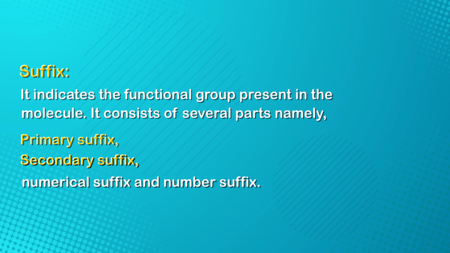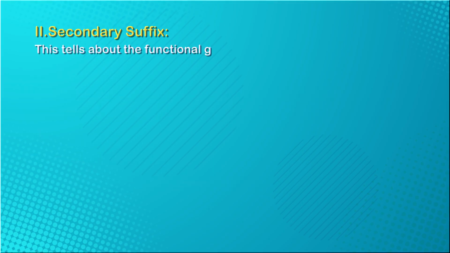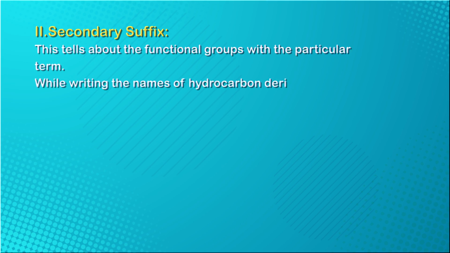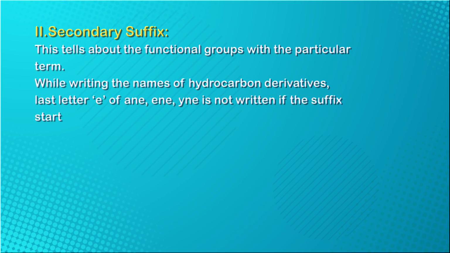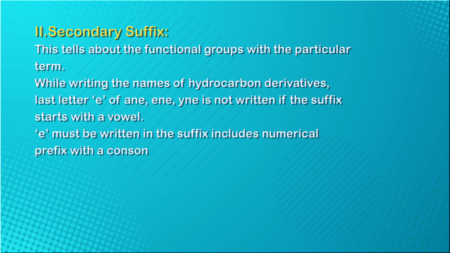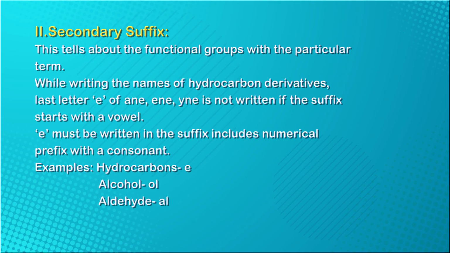Secondary suffix. This tells about the functional groups with a particular term. While writing the names of hydrocarbon derivatives, the last letter E of ane, ene, ine is not written if the suffix starts with a vowel. E must be written if the suffix includes a numerical prefix with a consonant. Examples: hydrocarbons E, alcohol OL, aldehyde AL, ketones ONE, carboxylic acid oic acid.